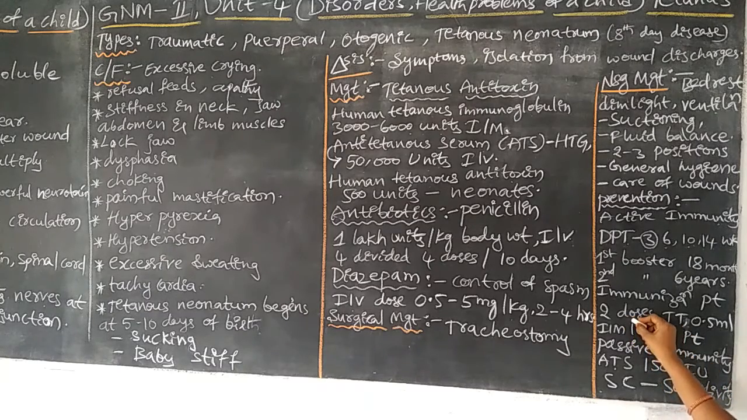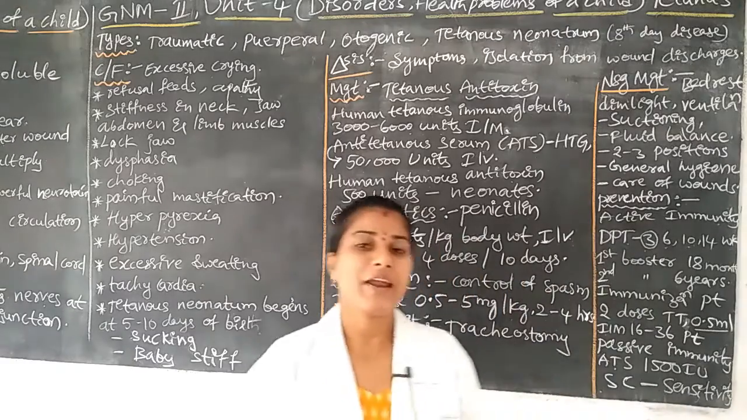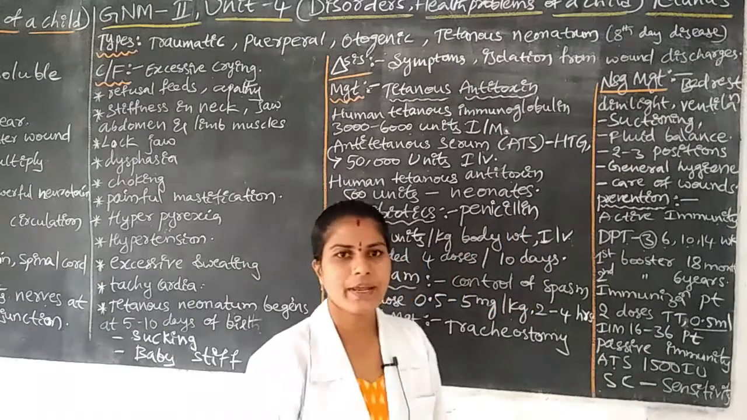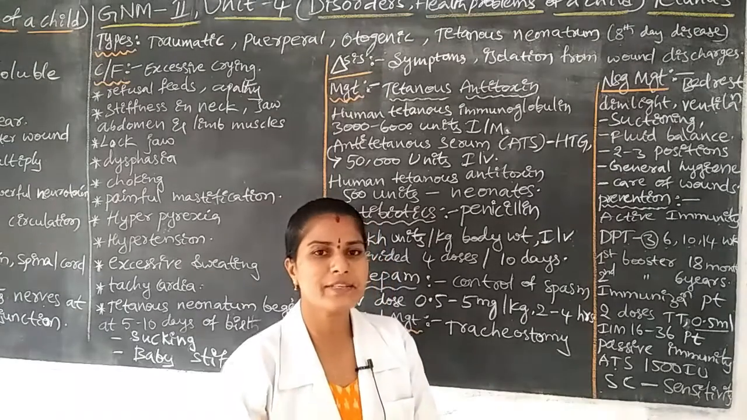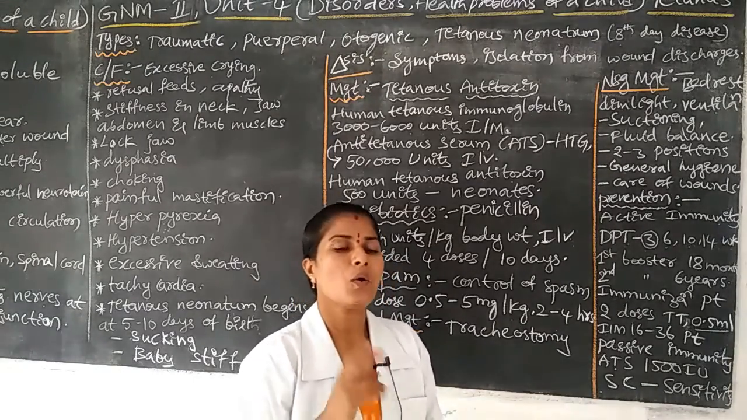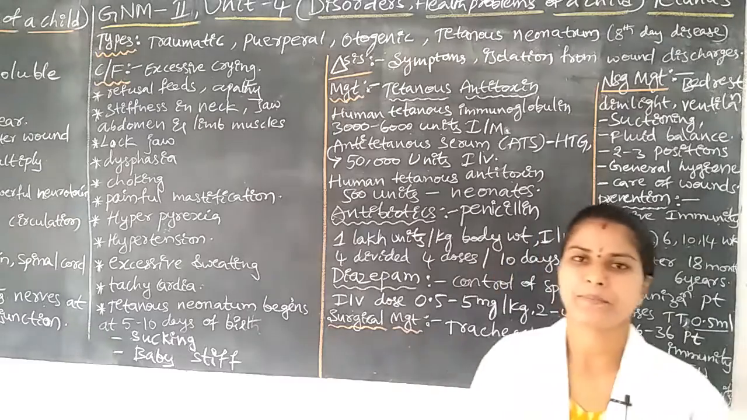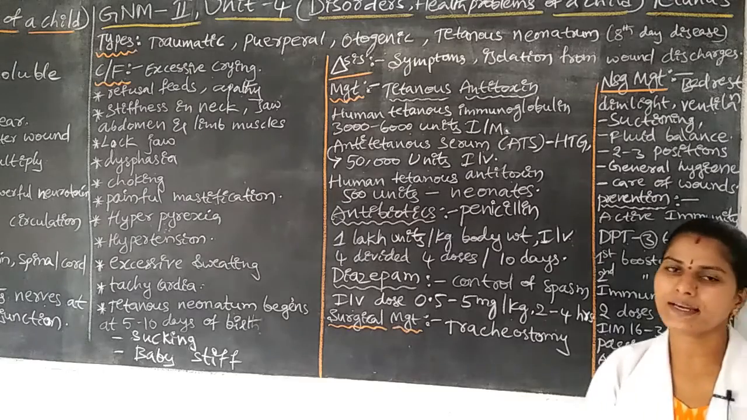Two doses of TT, tetanus toxoid, we have to administer. The dosage is 0.5 ml, administered by the IM, intramuscular route. When we have to administer means from the 16th week of pregnancy to the 36th week of pregnancy we have to administer only 2 doses of TT injections to the pregnant mother. By administering these two doses, we prevent the disease of tetanus.